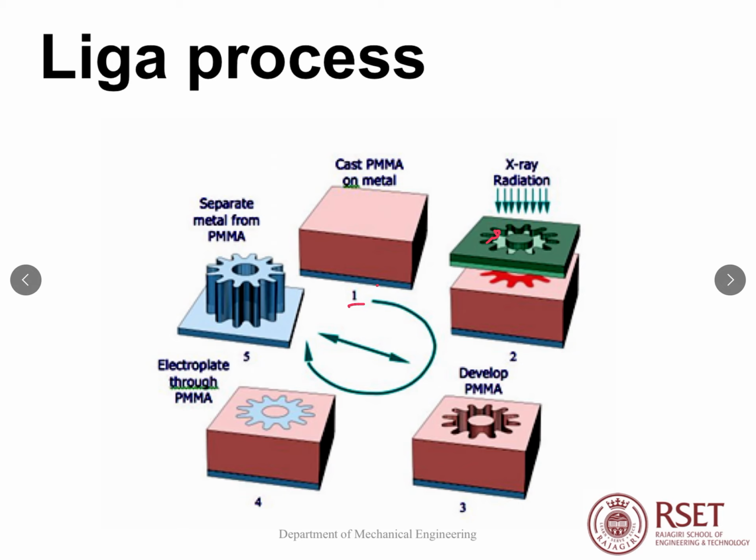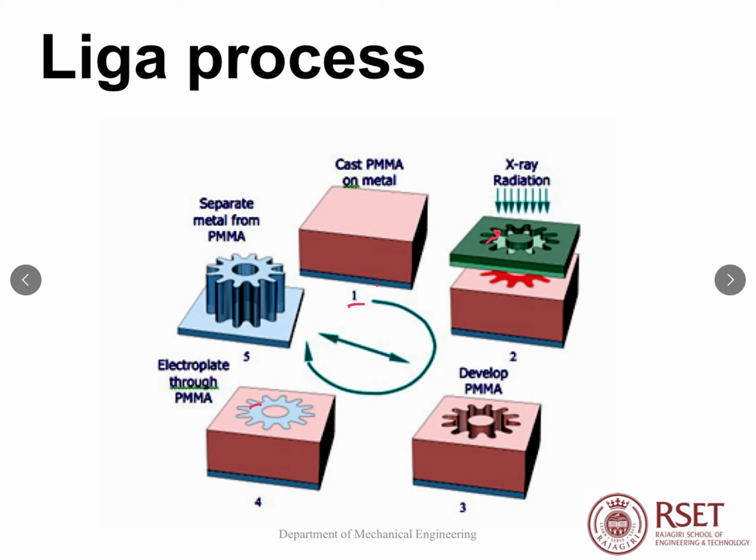When it is irradiated with deep, powerful X-rays, a chemical reaction takes place and material removal occurs in the PMMA, polymethyl methacrylate. It's a polymeric material. So that will act as a mold. We can electroplate through the PMMA. Then our purpose is to remove the PMMA. This is our required product. So separating the metal from the PMMA is the last stage.